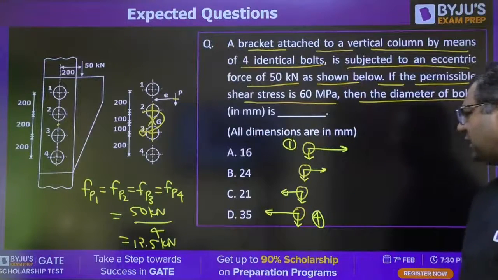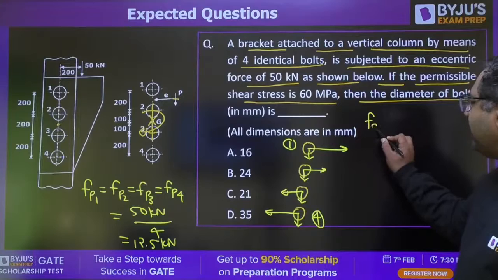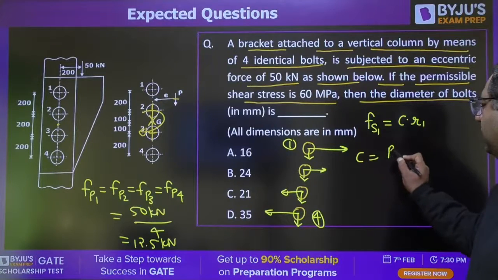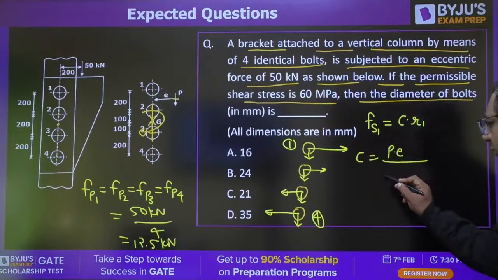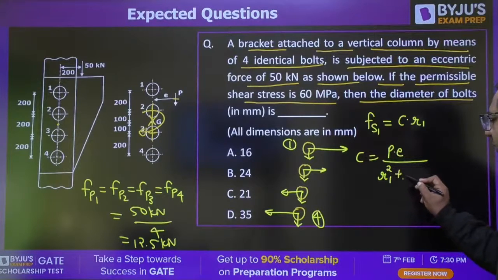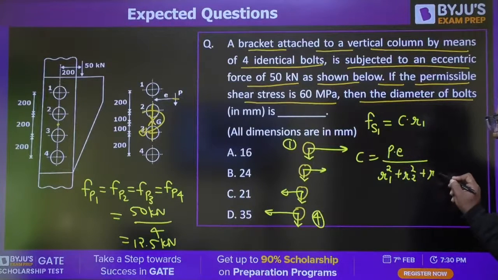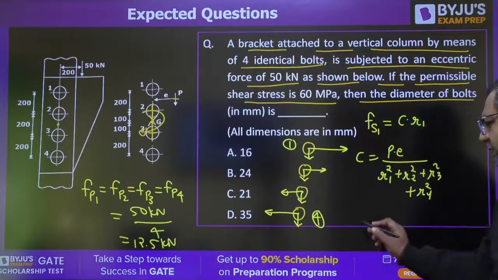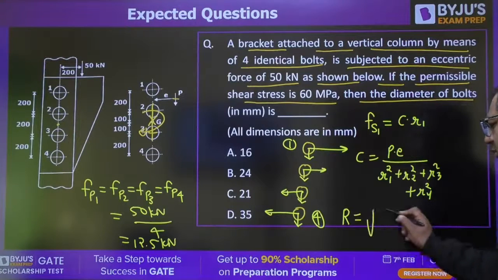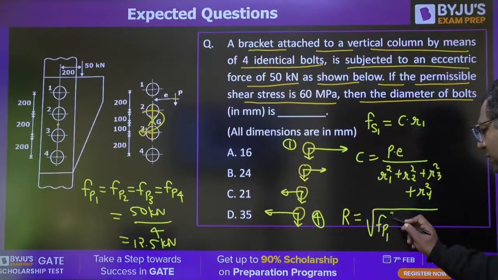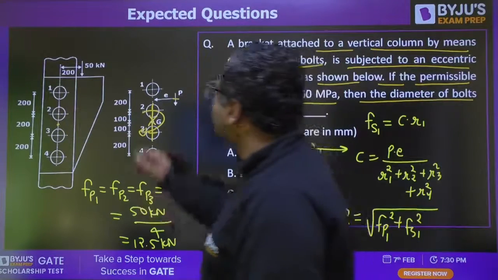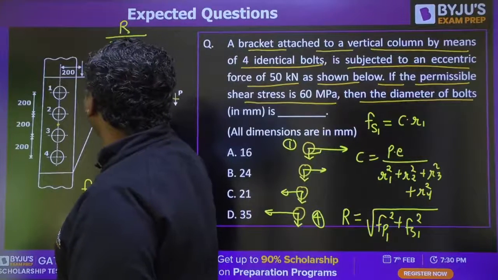So you need to find out the secondary forces also. So you can find out FS1. What is FS1? C times R1. What is C? P into E. Eccentricity is given to you. Then you can write R1 square plus R2 square plus R3 square plus R4 square. So you will find out the secondary force. Then resultant force, you can see, primary 1 square plus secondary 1 square. Why is this the case? Because they are at 90 degrees to each other. And once you get the resultant force, you can say resultant force equals pi by 4 d square.